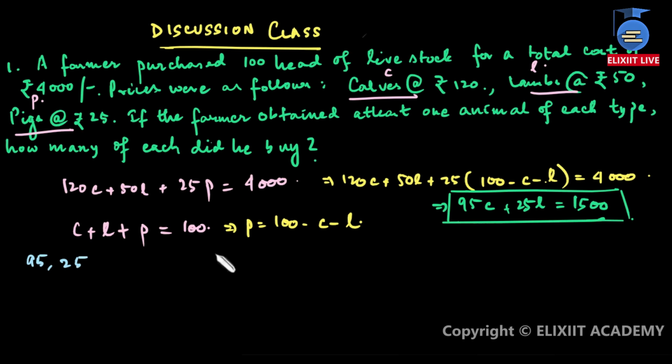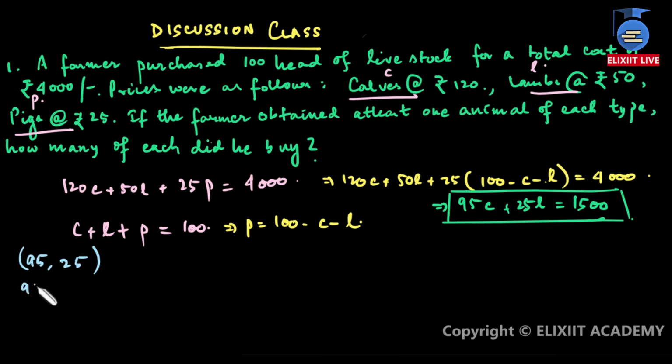95 and 25 is there. The GCD of 95 and 25 matters, because 1500 should be divisible by this GCD. Otherwise, this is not possible. Whatever D is, GCD of A and B is equal to D, and if D divides C, then the equation is solvable. Otherwise, not. Clearly, by basic observation, you can see that the greatest common divisor is 5 only. But let's see this by the Euclidean algorithm.